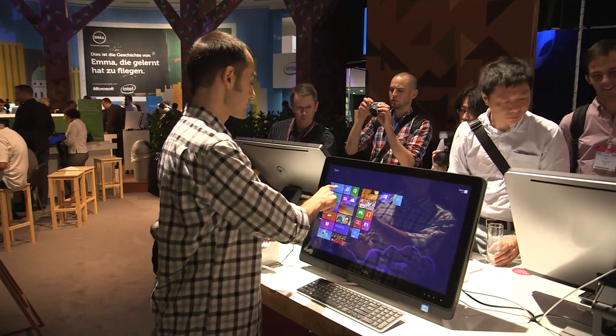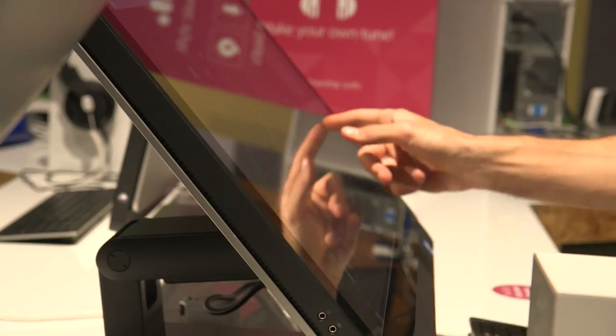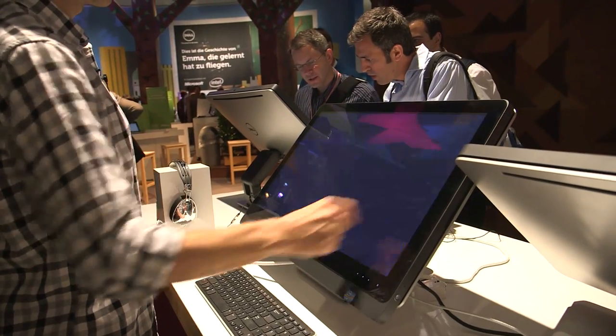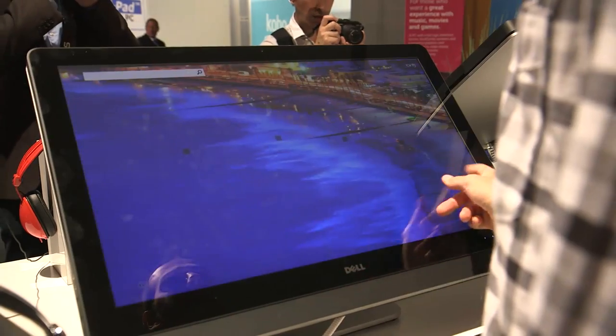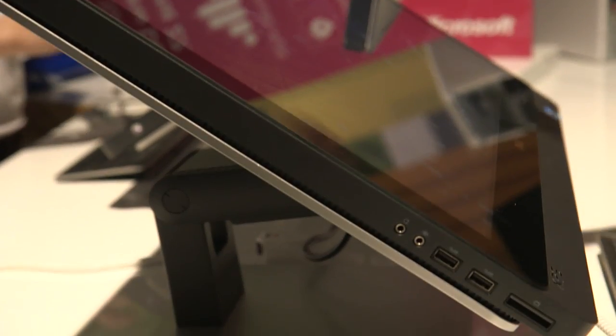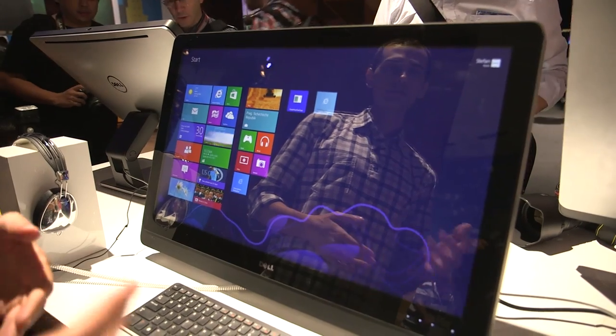This right here is the Dell XPS One 27. The new difference is that it actually has a touchscreen now. It has a 10-point touchscreen, which should work nicely with Windows 8. It has Intel Core i7 processors, etc., etc.